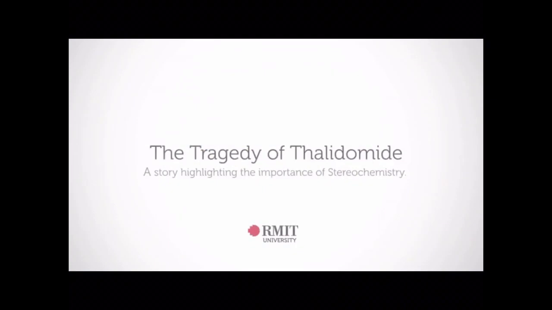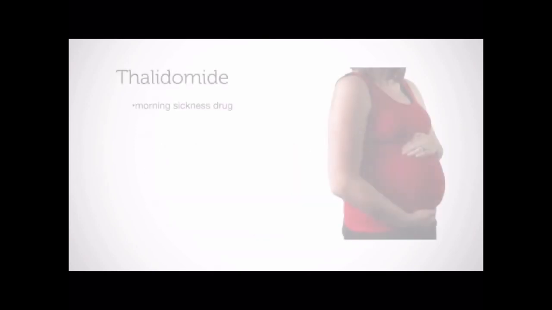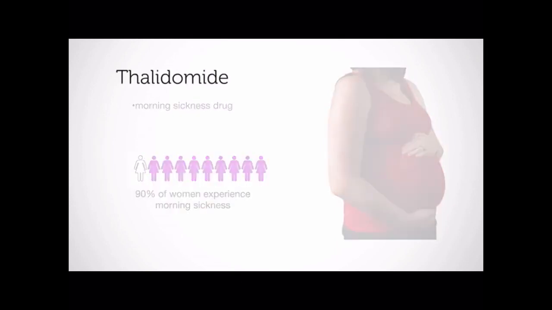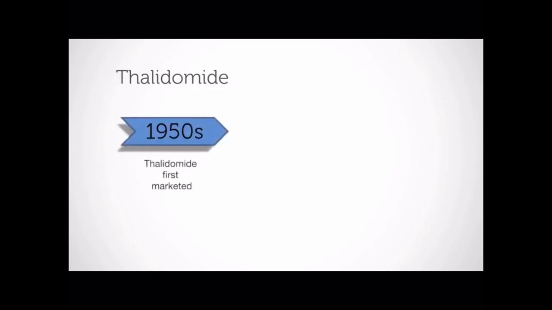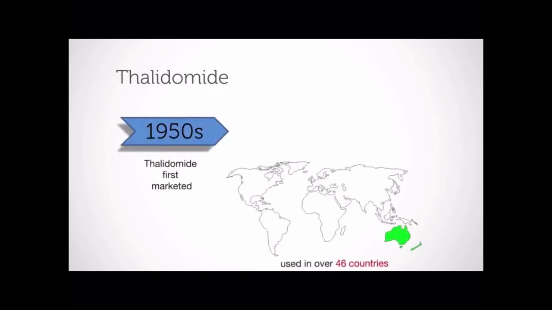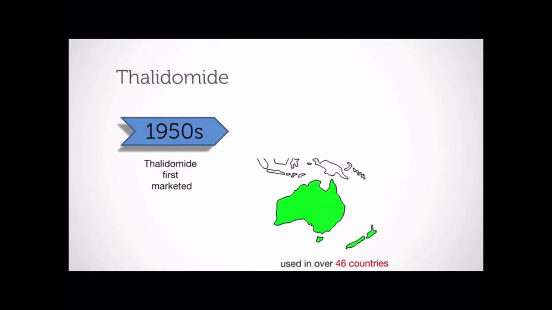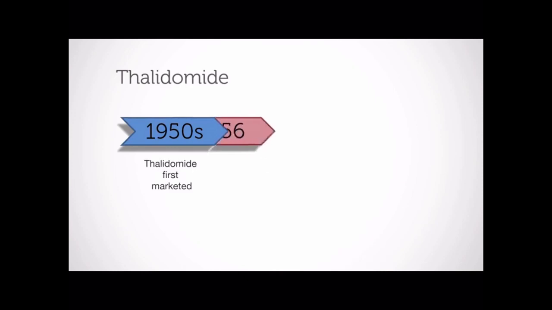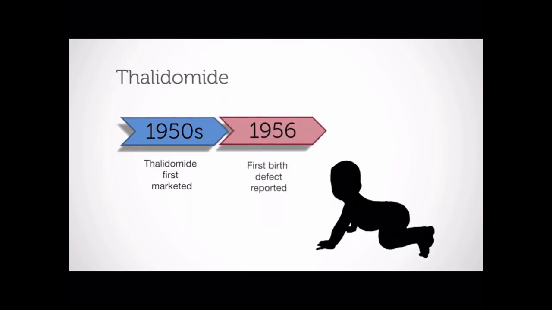This is the story of the thalidomide tragedy, which occurred in the late 1950s. What occurred highlights the importance of stereochemistry. Approximately 90% of pregnant women generally display some form of morning sickness. By the mid-1950s, thalidomide was being marketed and prescribed around the world, including Australia and New Zealand, to alleviate morning sickness in pregnant women. Although thalidomide effectively suppressed morning sickness symptoms, the drug caused severe and adverse birth defects.